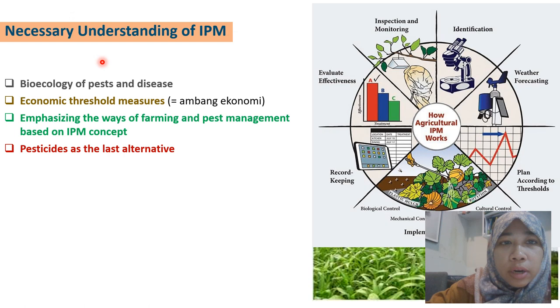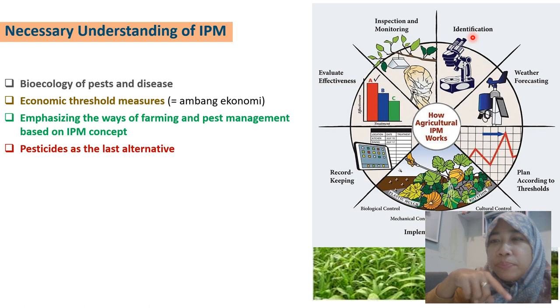Necessary understanding of integrated pest management. Before we can control the pest, we should know the bioecology of pests and diseases. The identification is crucial. If we deal with an insect, we should know the order, family, and the symptoms of attack in the plant. We should know the mouth parts and others, and also the weather forecasting, and plan according to the threshold, so we can prevent the pest outbreak, mencegah ledakan hama.